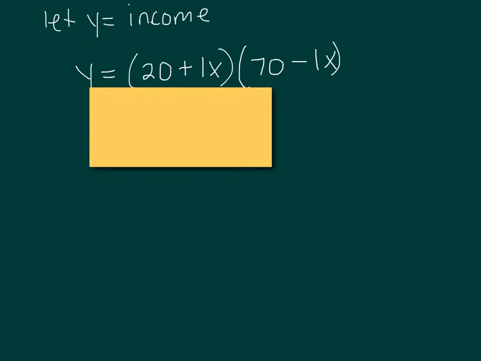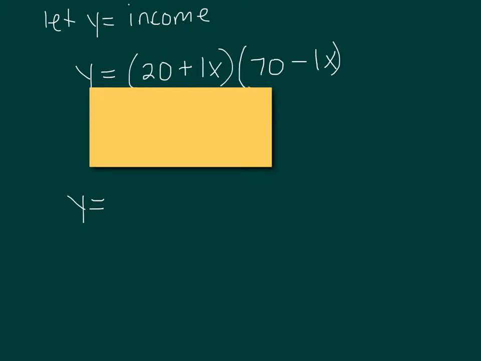Okay, so now, since this equation relates profit to number of increases, we're going to find the maximum profit. So we're trying to find the maximum of this quadratic, because y is our income. Since max and min are always our y values, the maximum of this function will be the maximum profit. So we can use a calculator here, but what we want to do is multiply that out. So we're going to FOIL.